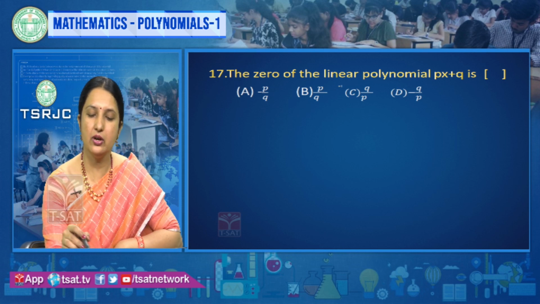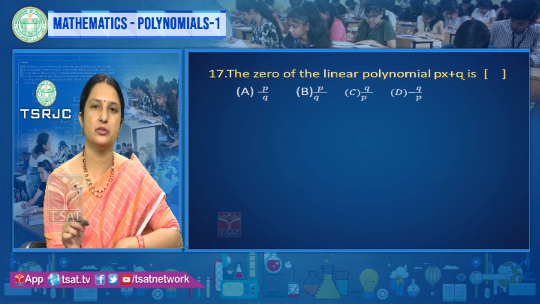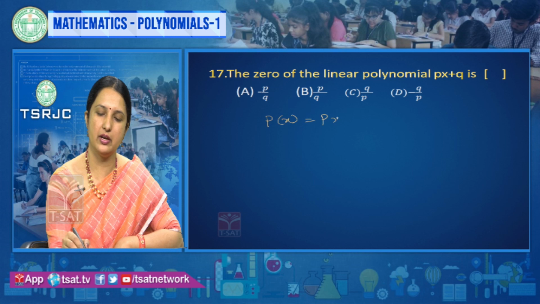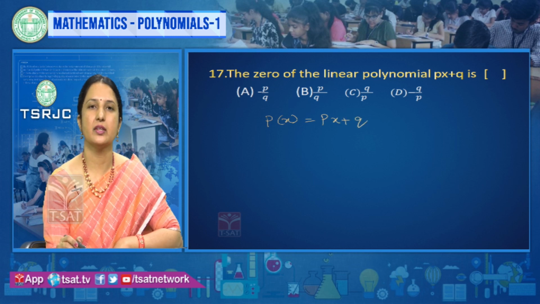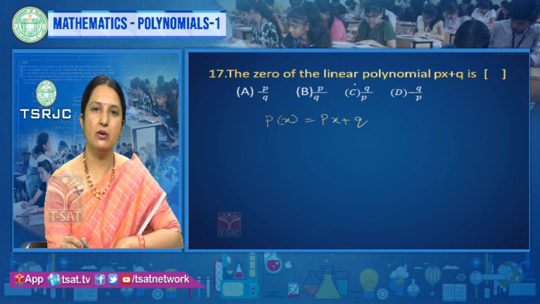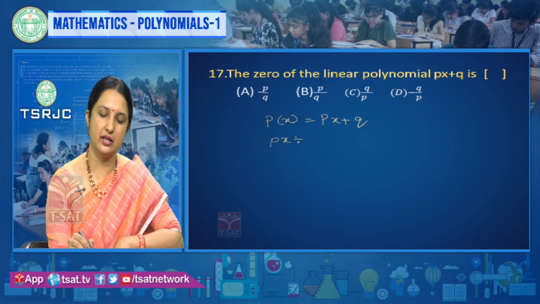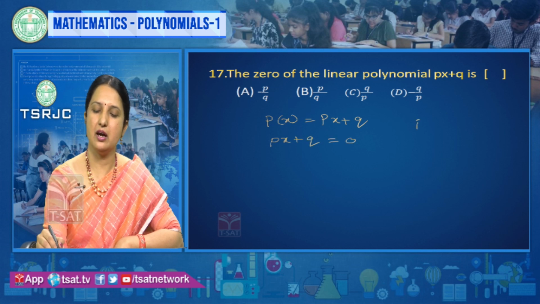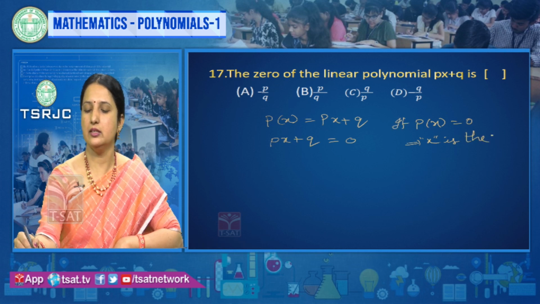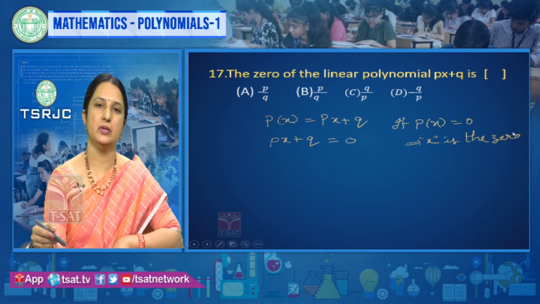Okay, next, the zero of the linear polynomial px plus q is. So px plus q is a polynomial. What is the zero? We can write p of x, the zero of the polynomial. How will we find it? When p of x equals 0, the x value is the zero. If p of x equals 0, then x is the zero of that polynomial.